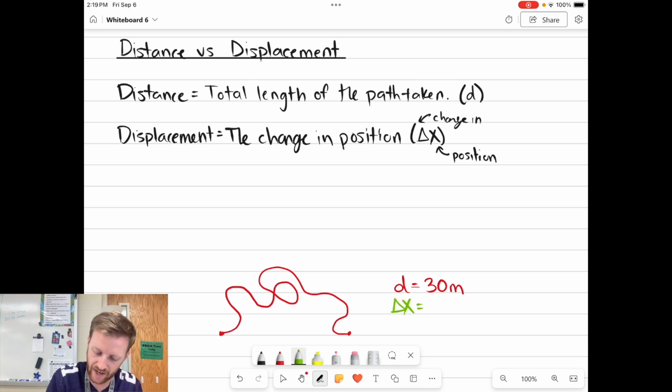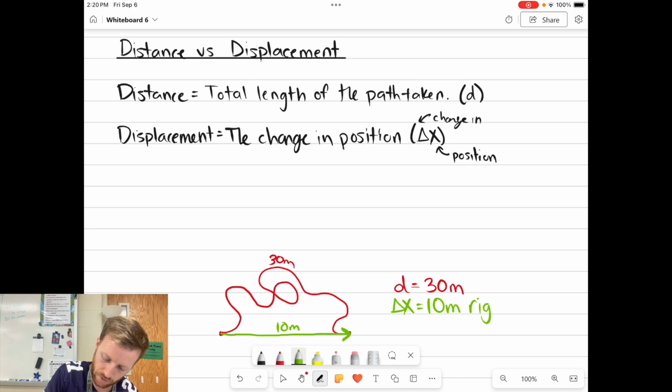So when I'm talking about my displacement, for delta x, I don't care about all the wiggly wobblies of this guy. What I care about is where I started and where I ended, which is over here. And it's clearly going to be shorter than. So again, we said this was 30 meters, so we'd probably say this might be closer to like 10 meters. And I have to say 10 meters right, because that's the direction I ended up in.